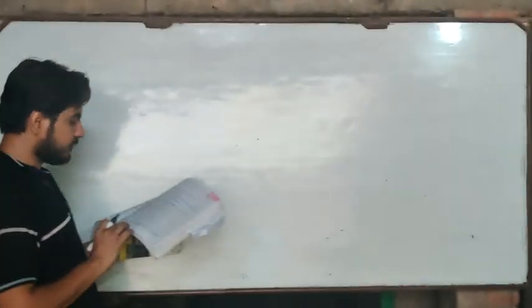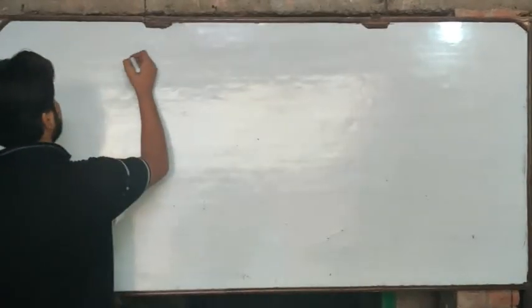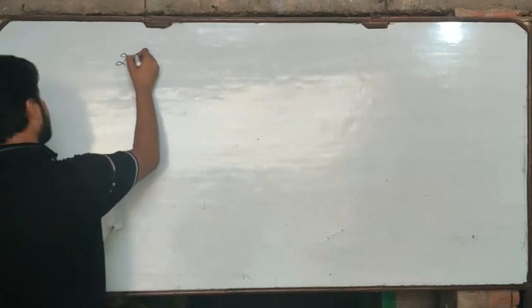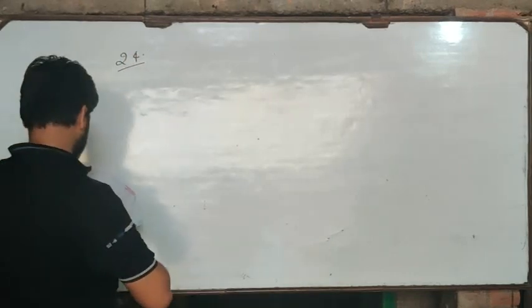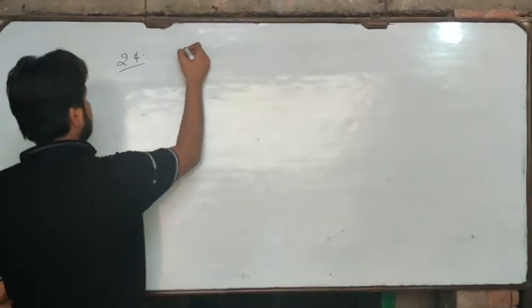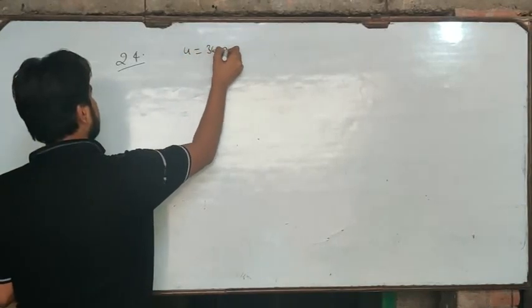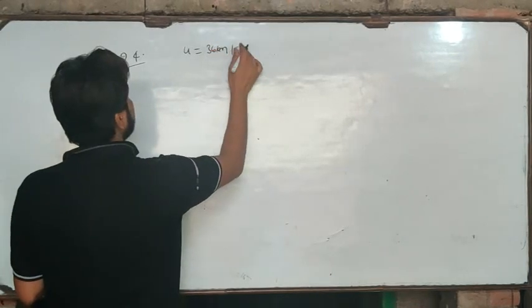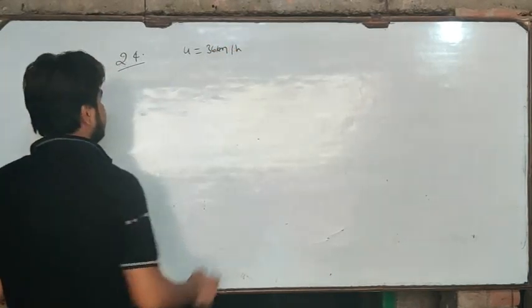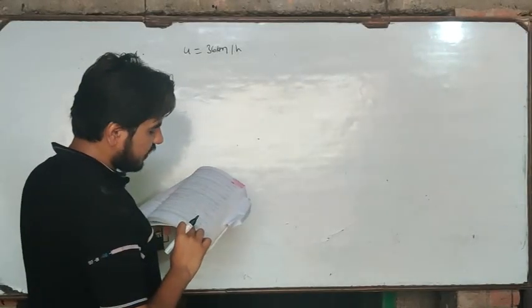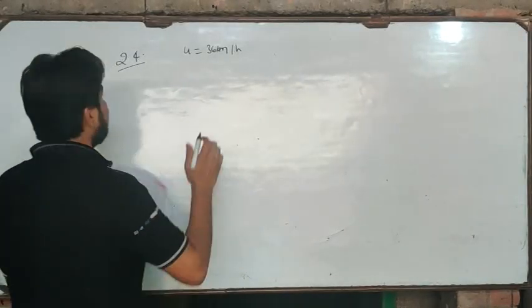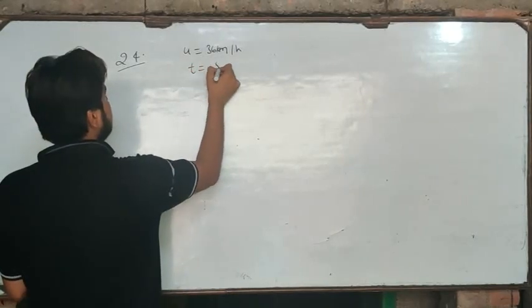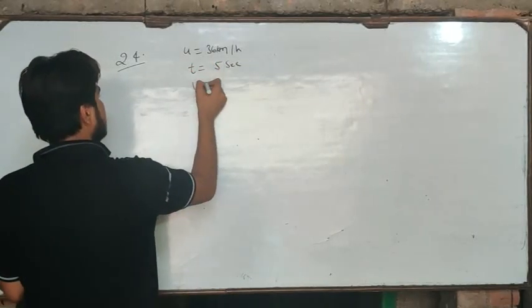Question number 24. A car is traveling with a speed of 36 km per hour. u is equal to 36 kilometer per hour. The driver applied the brake and retarded the car uniformly. The car stopped in 5 seconds. t is equal to 5 seconds, v is equal to 0.